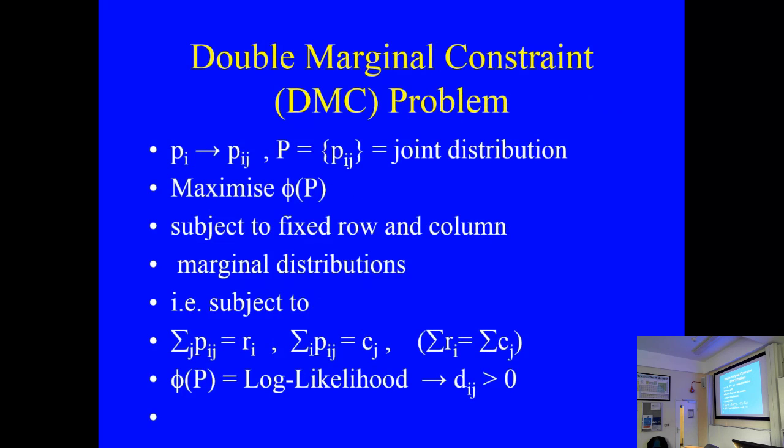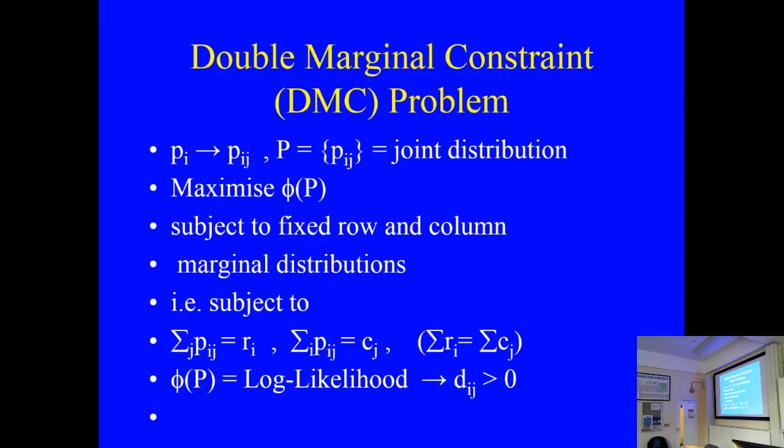And this maybe wasn't immediately obvious, but it was revealed by considering a particular problem, and we will look at this later on, called the double marginal constraint problem. In this case, a double subscripting notation is more appropriate for the variables, and the variables Pij then basically define a matrix or a joint distribution.